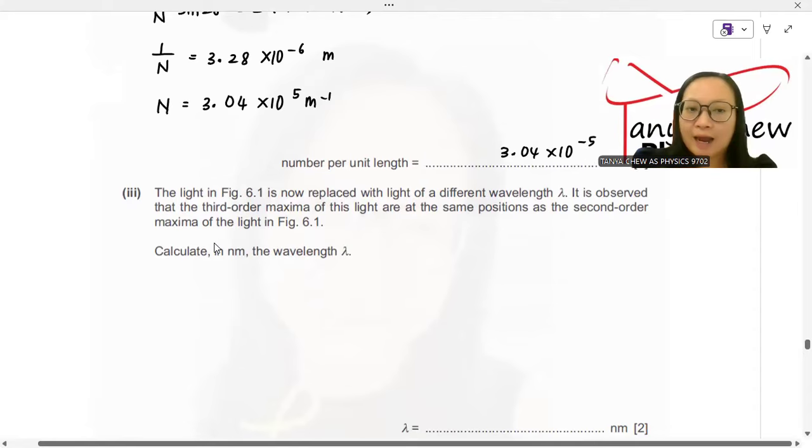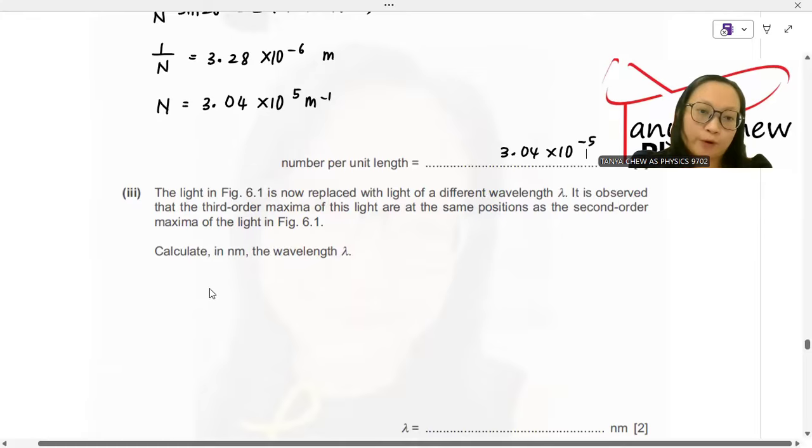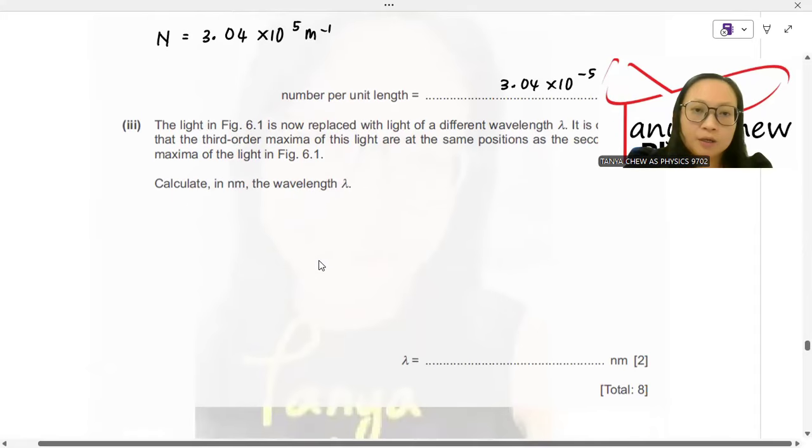Second part, the light in Fig 6.1 is now replaced with light of a different wavelength, lambda. It is observed that the third order maxima of this light are at the same positions as the second order maxima of the light in Fig 6.1. Calculate in nanometer the wavelength lambda. So since this is third order, I'm going to use d sin theta 3 is equal to 3 lambda.